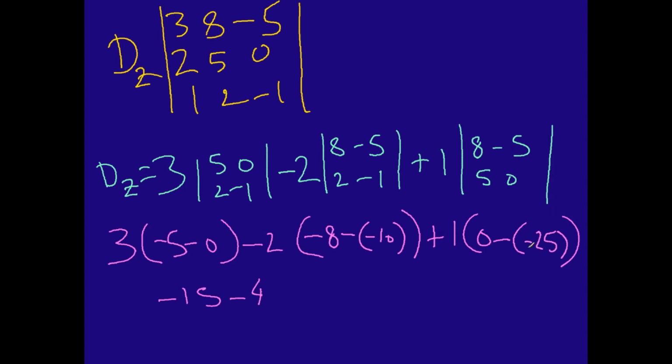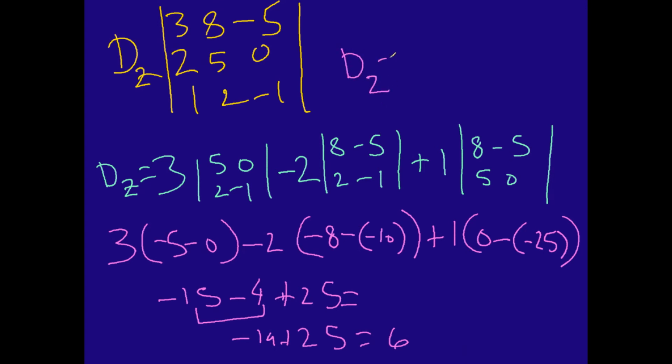And then over here, this is where it's kind of weird. You got the minus sign here. And so you have 0 minus -25. It actually becomes +25. I checked that several times. And then you multiply it by +1. And so you get +25 here. Okay. And so -5, 15, and this becomes -5, -4 becomes -19 plus +25, and we get +6. So determinant of d of z is 6.